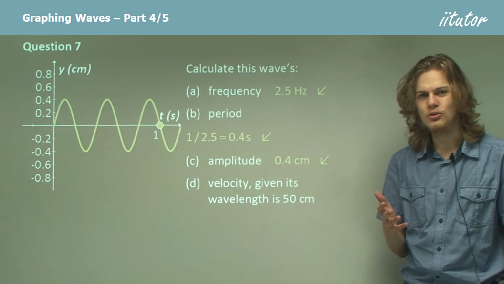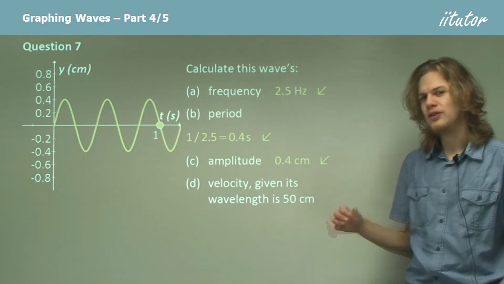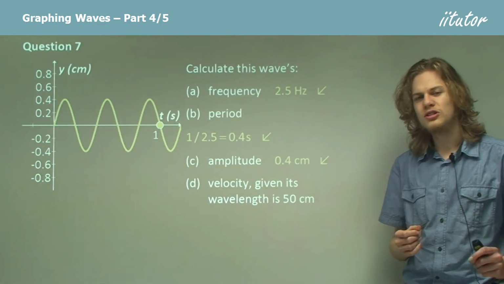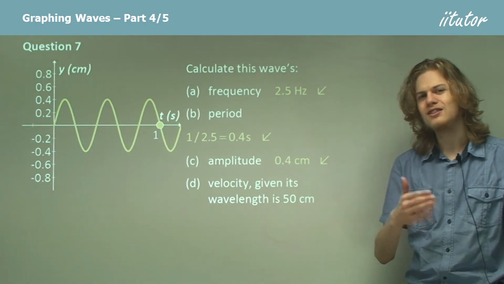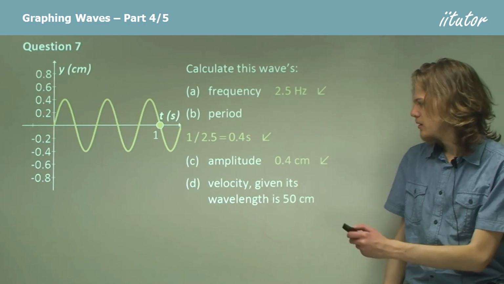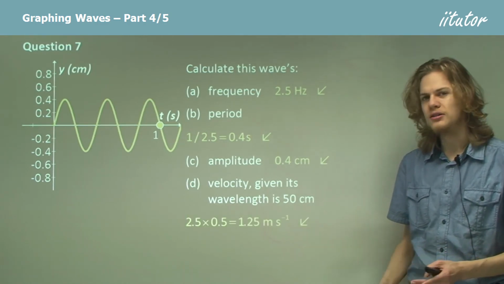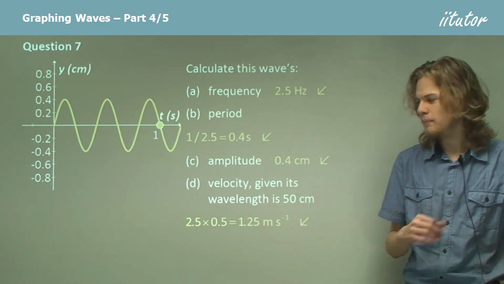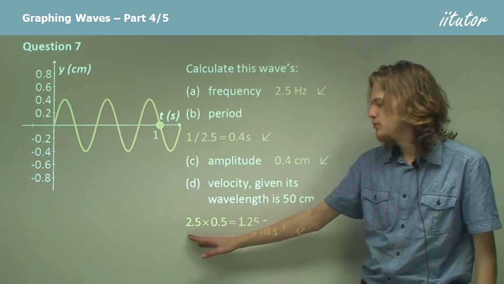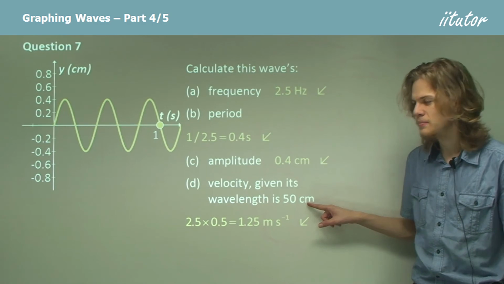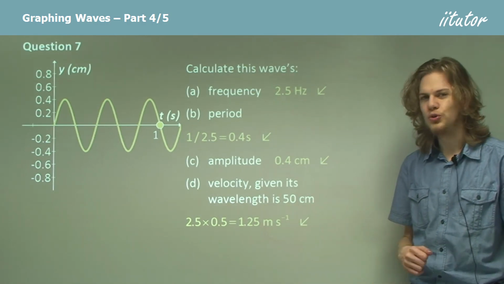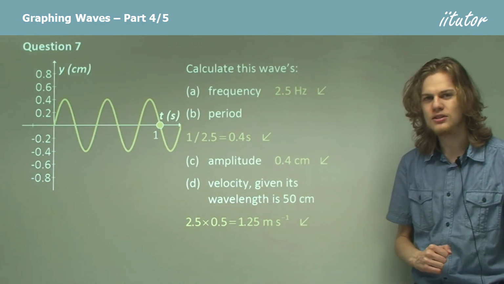Of course, the other way we can do this is, instead of taking distance over time, we can simply say distance times frequency, because frequency is 1 over time. So we use our equation, v equals f lambda, we put in f 2.5 and lambda 0.5 meters, and we end up with 1.25 meters per second as the speed of the wave.